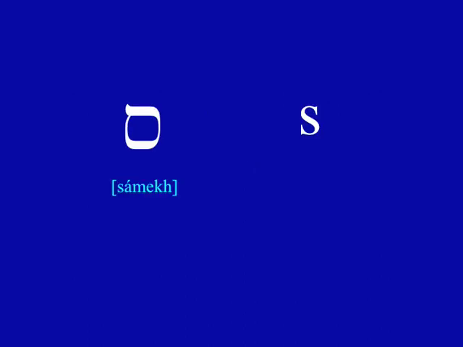Samech. Samech makes the s sound, so it's transliterated with a Roman character s, as in the personal name Sanballat.